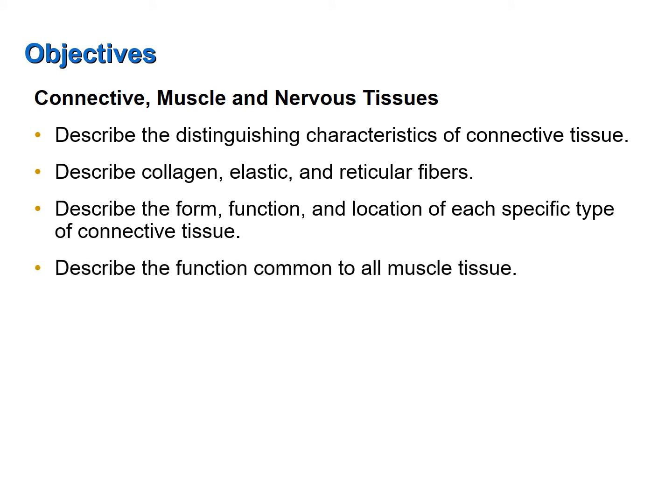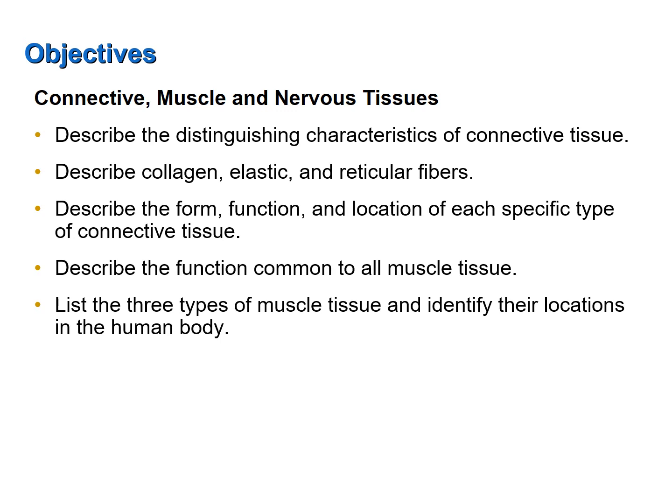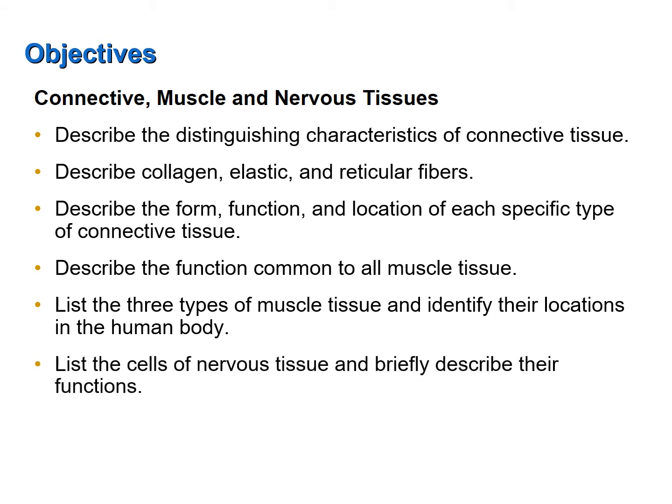Describe the function common to all muscle tissue. List the 3 types of muscle tissue and identify their locations in the human body. And list the cells of nervous tissue and briefly describe their functions.